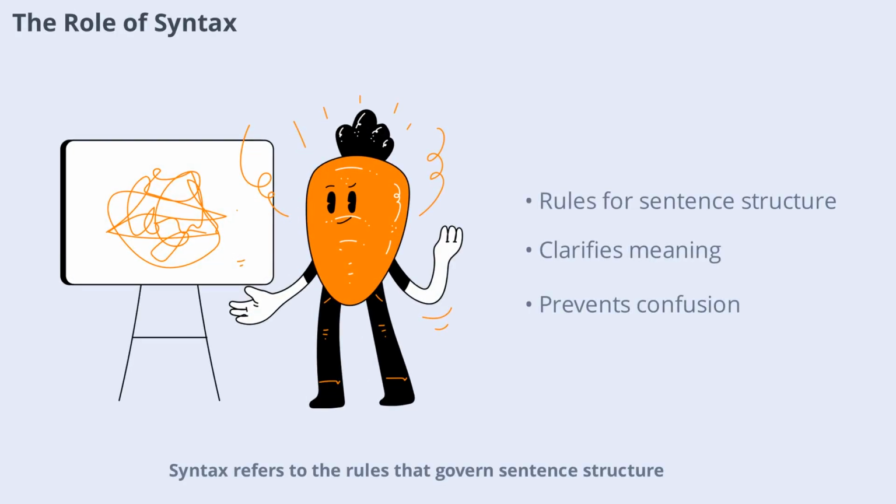Syntax refers to the rules that govern sentence structure. During language processing, our brains rapidly analyze the order and relationship of words to determine meaning. Syntax helps us distinguish between different interpretations and ensures that our sentences make sense. Errors in syntax can lead to confusion or miscommunication, highlighting its importance in everyday language use.